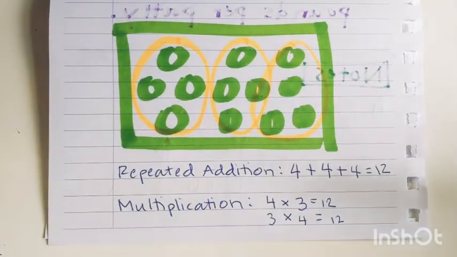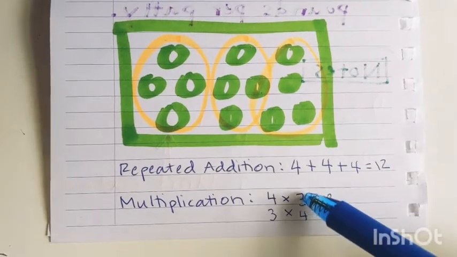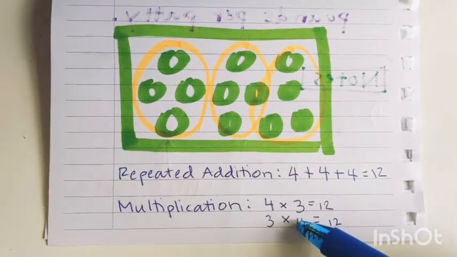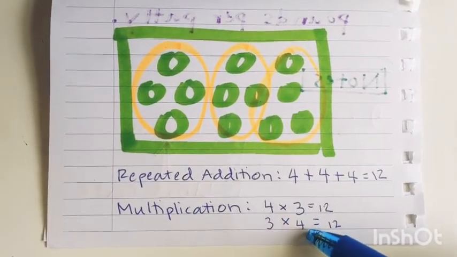4 plus 4 plus 4 equals 12. We can also use multiplication and say 4 times 3 equals 12 because there's 4 happening 3 times. Or 3 times 4 equals 12 because there's 3 groups of 4.